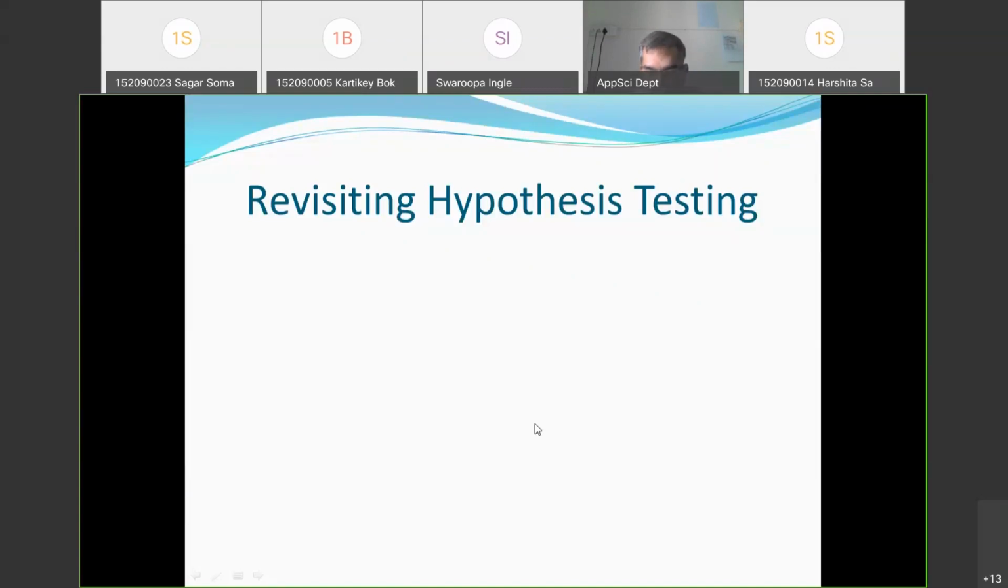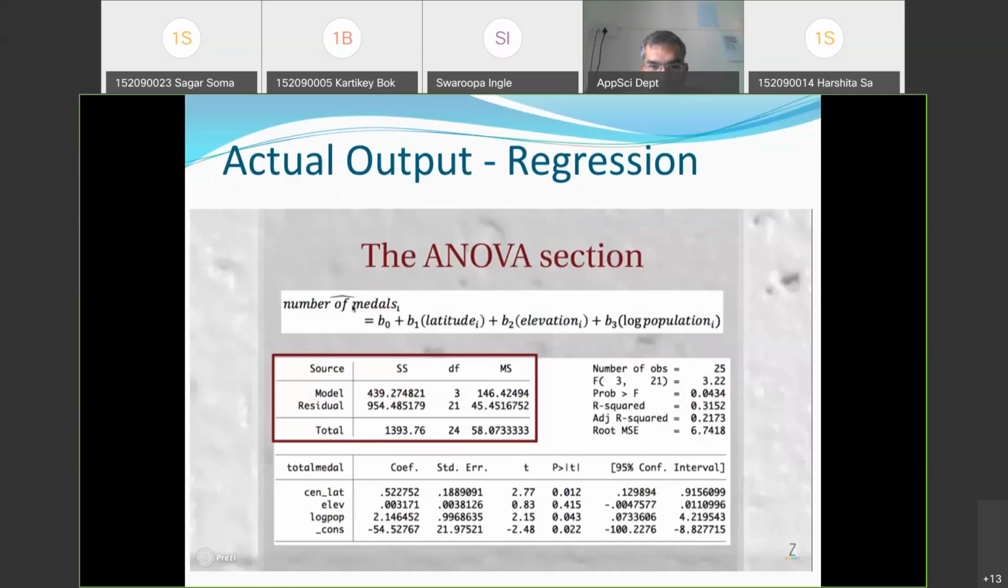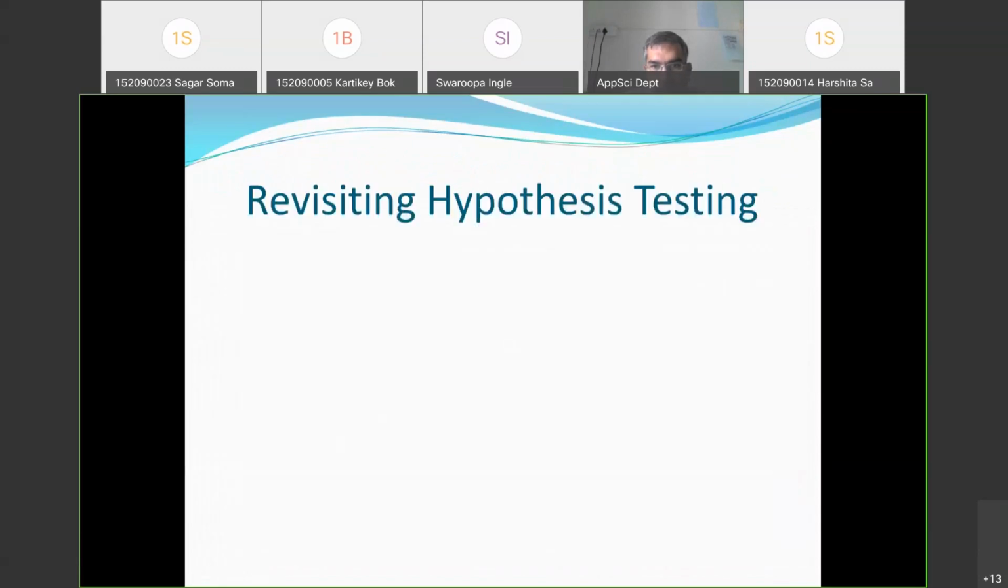While analyzing the ANOVA section, let me just show you the sections. So this is how a regression output looks like. This red box is the ANOVA section, which tells us about the overall regression model. And the remaining part at the bottom tells us how important each of the independent variables is. Here there are three independent variables: latitude, elevation, and population. So this is basically how the output of regression looks like. We will try to understand these numbers, these headings.